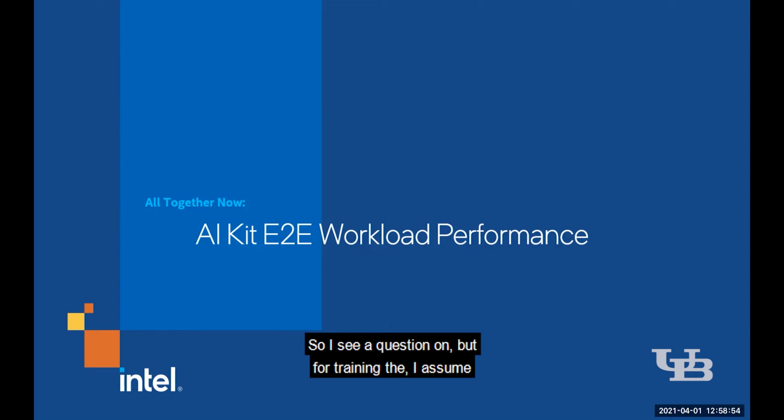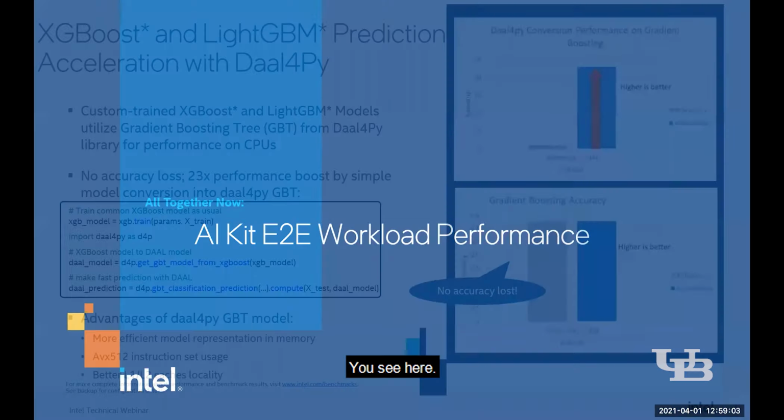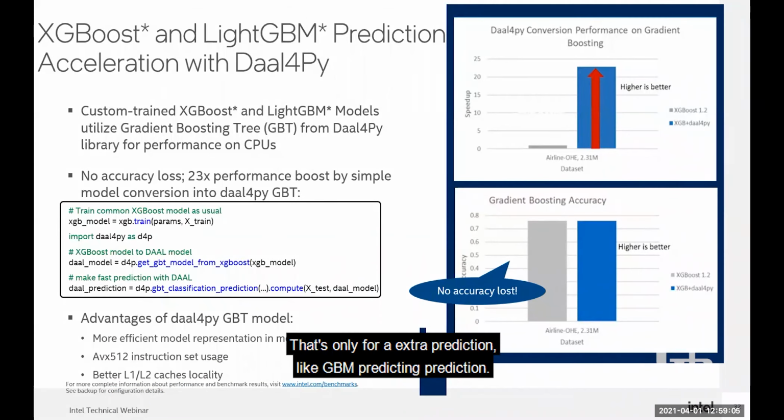So I see a question: for training, I assume this is for the XGBoost model, will the performance be the same as before? Yes, those DolphinPy optimizations you see here are only for XGBoost prediction, like GBM prediction. These will not affect anything with the training. We upstream a lot of optimizations to XGBoost fit, the training section. But this is only for prediction, and it won't slow down the performance of the training portion.